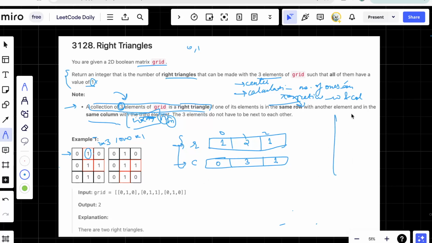Now the catch with this is that for this particular column, let's say we have y ones here, so this particular one which is at the center is included here. Similarly, for this row, let's say we have x total ones, so this one is included in that. So if I want to calculate the number of right triangles, I simply take these ones, excluding this one, correct? So basically it's going to be x minus 1, excluding this one, into y minus 1.